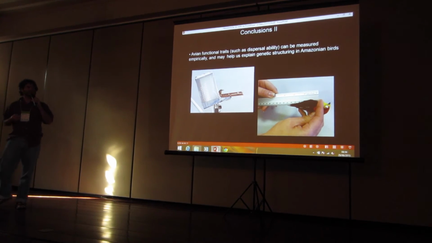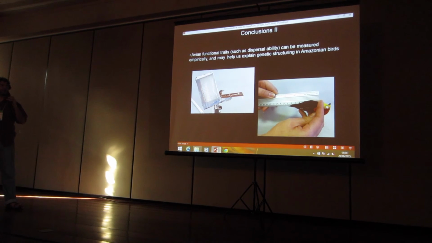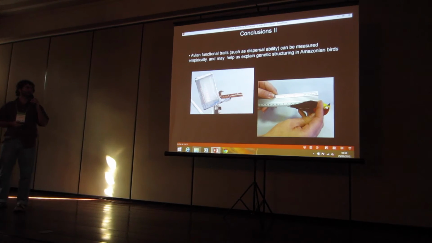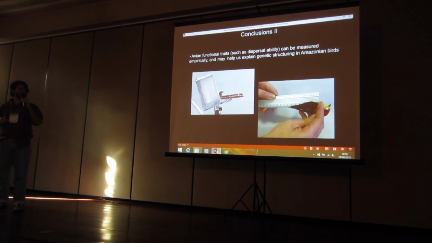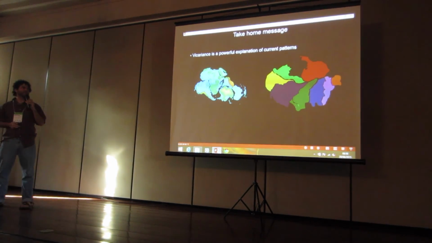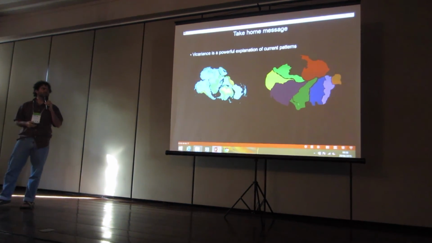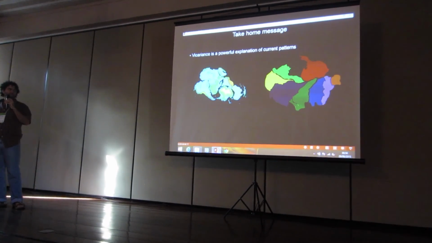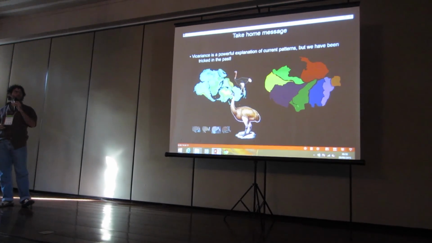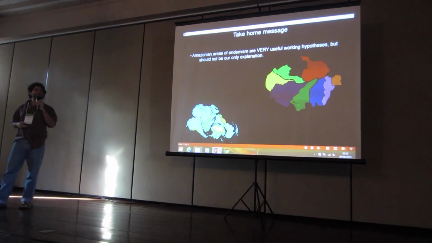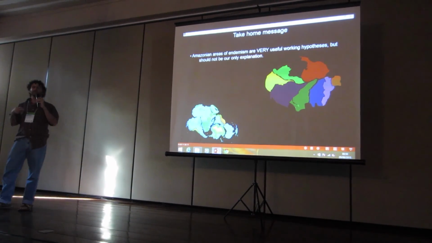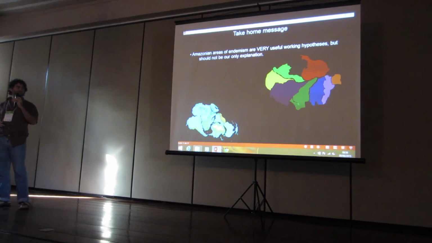So I think my second conclusion here is that avian functional traits, and in this case dispersal ability, can be measured empirically and experimentally, and they can help us explain genetic structuring in Amazonian birds. And I think the take-home message here is that vicariance is a powerful explanation for current patterns, but we have been tricked in the past, very recently. So I think we should use Amazonian areas of endemism because they are very useful null hypotheses, but we have to include new things in our explanations.